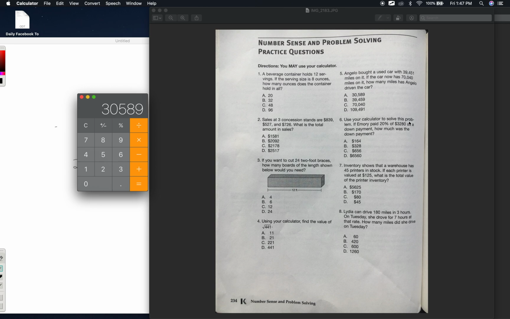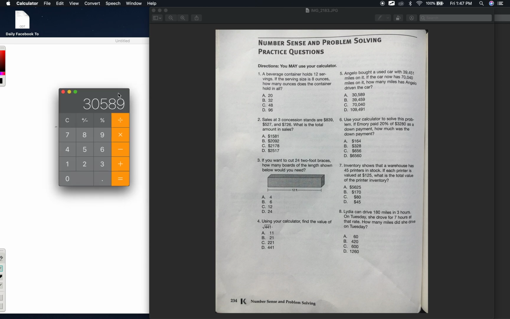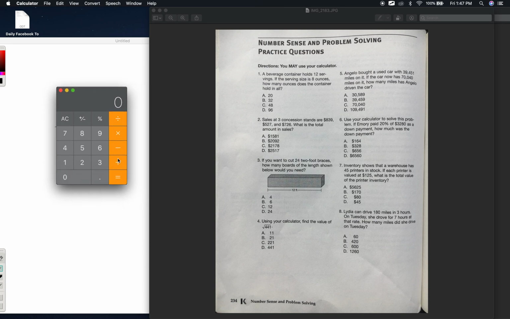Use your calculator to solve this problem. If Emery paid 20% of 3,280 as a down payment, how much was the down payment? This is how we do this. 3,280 times 20% equals 656. So 656 is your answer.